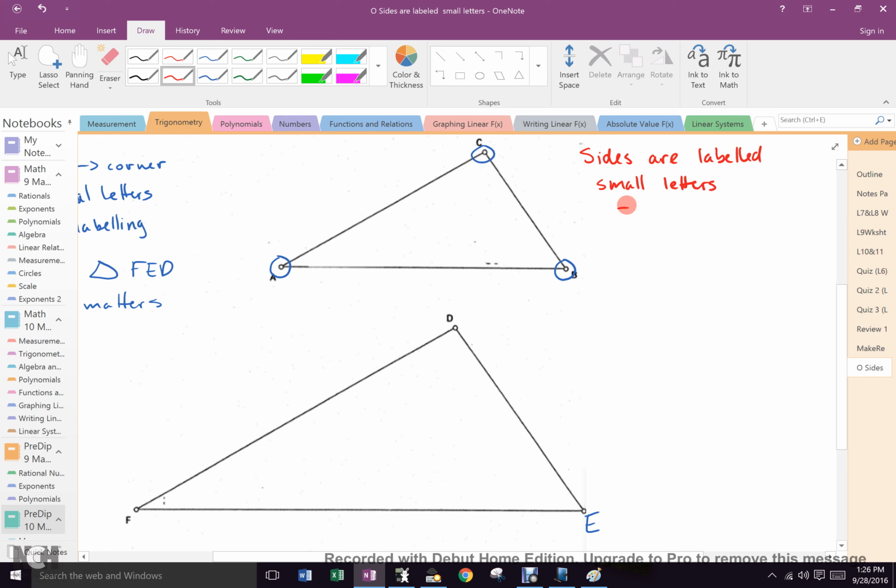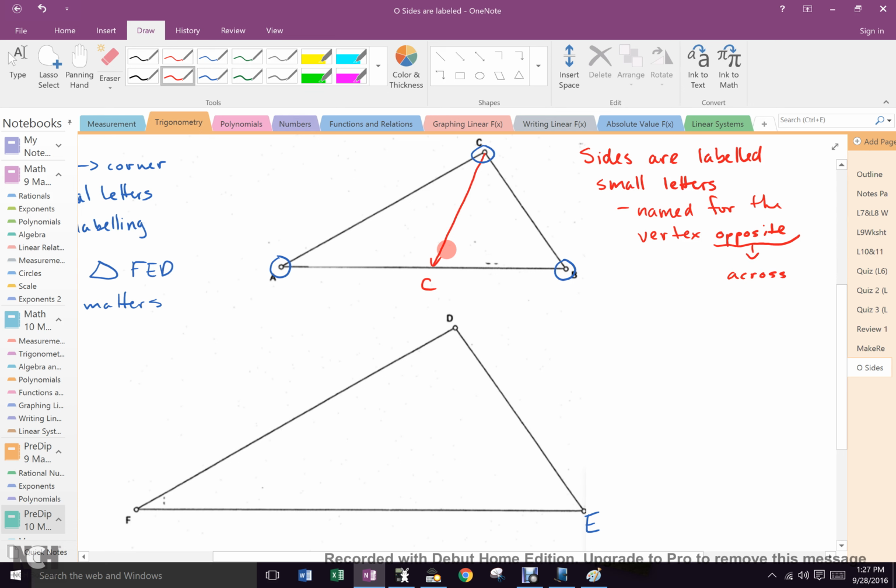And here's the key. They are named for the vertex opposite. Now, I told you yesterday, what does opposite in this unit mean? Across. So what is the name of this side right here? Little c. Everybody got it? Because it is across from big C.